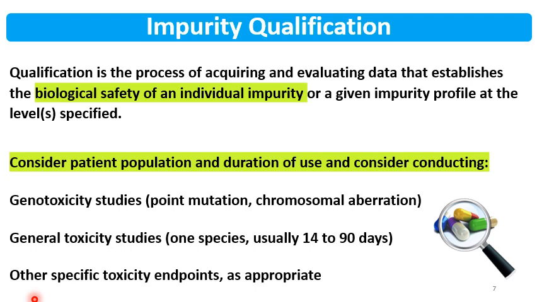Genotoxicity studies are done by point mutation and chromosomal aberration. Then general toxicity studies are done by some in vitro testing, and also if required, usually these are done on rodents, and the duration is around 14 to 90 days. Then other specific toxicity endpoints as appropriate. This is as per the product requirement, so these are product specific. In this presentation, we are talking about the general toxicity studies.